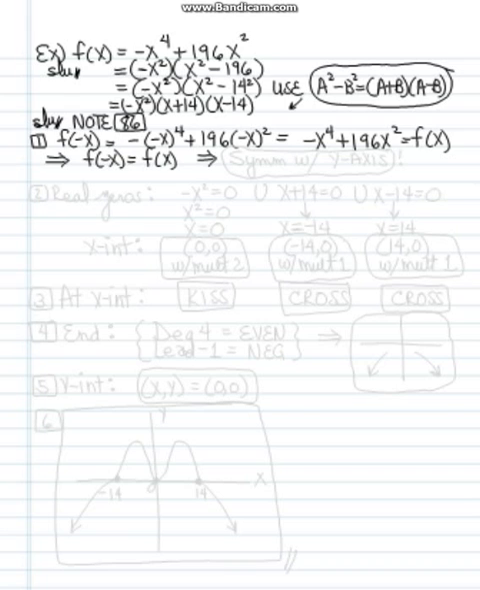So we just found that f of negative x is the same as f of x. And that tells us something about the symmetry. Specifically, that we will have symmetry with the y-axis. So if you fold it on the y-axis, you'll see a similar picture on both sides. So keep that in mind. That will be something we can use later. Let's go to step 2.